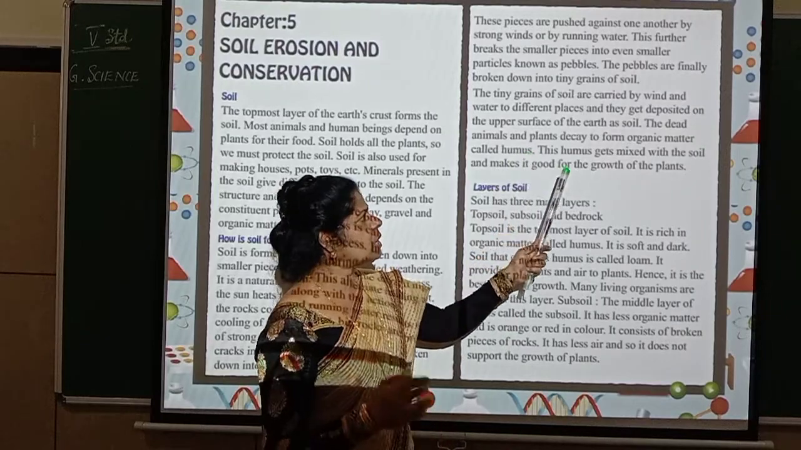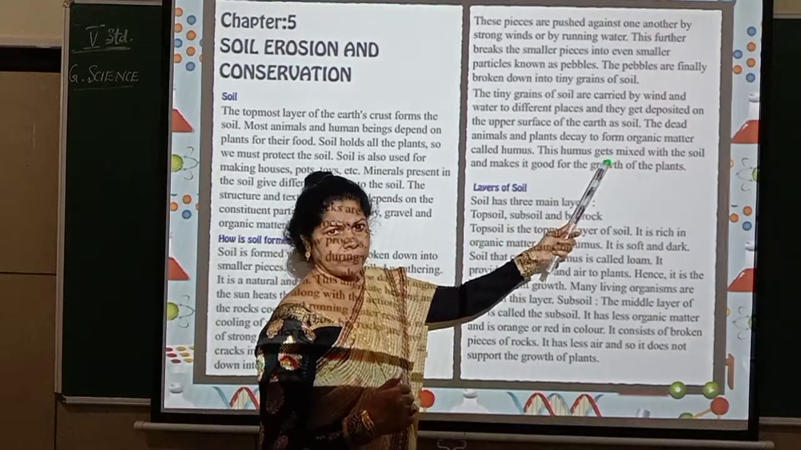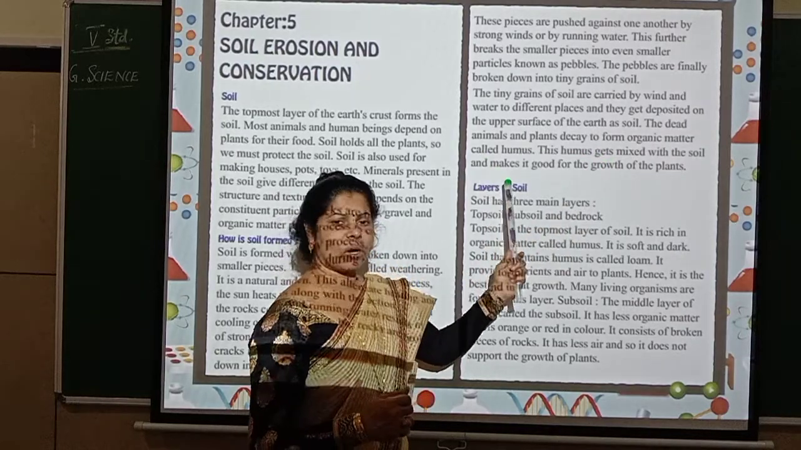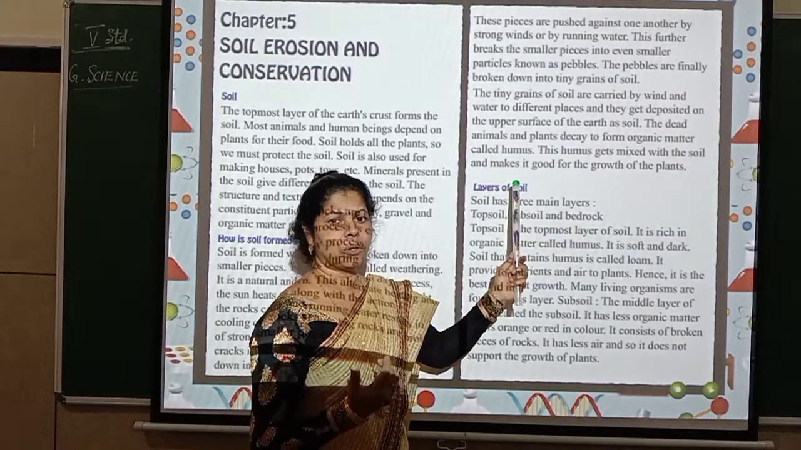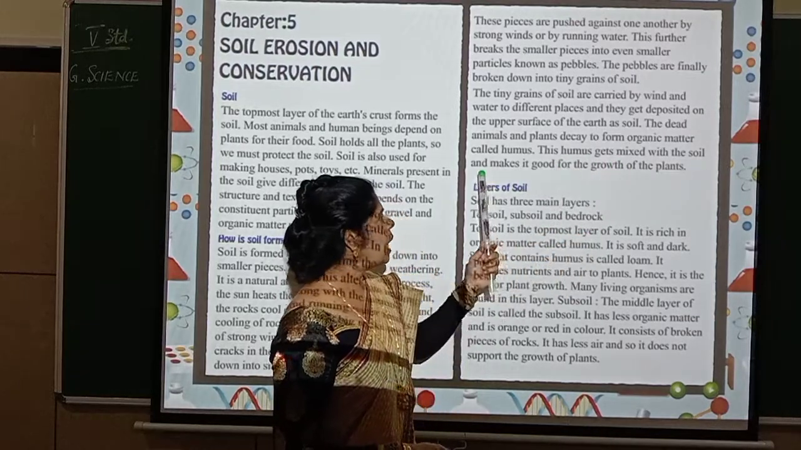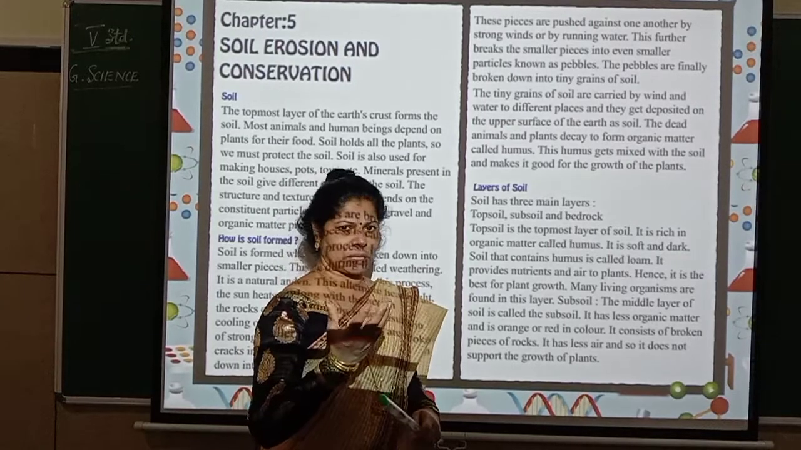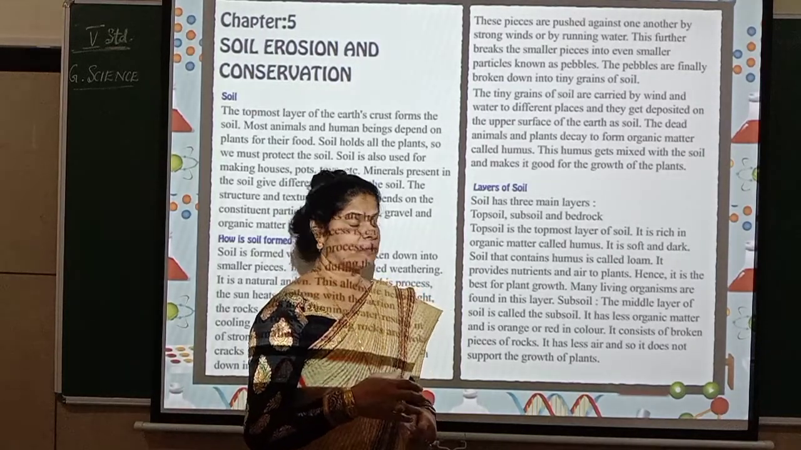There it goes and settles in the soil as organic matter. And that is called humus. Manure, humus. Understood? So this humus gets mixed with the soil and makes it good for the growth of plants. So once that humus, the organic manure, is formed, what happens?